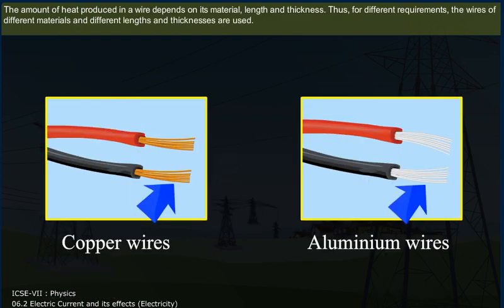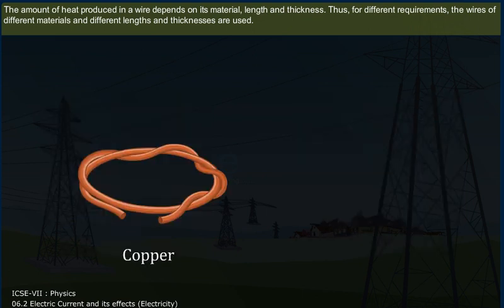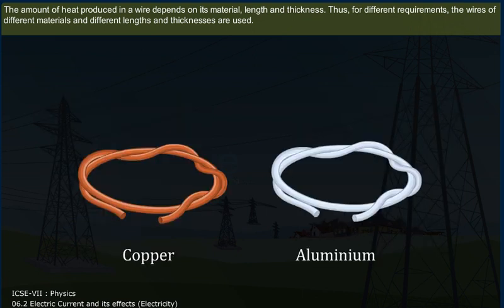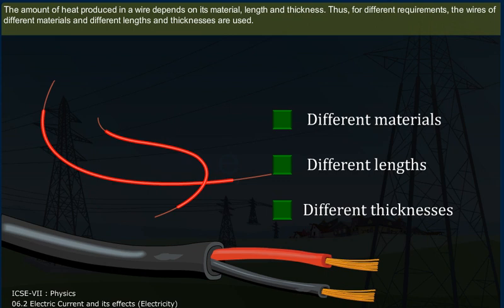The amount of heat produced in a wire depends on its material, length, and thickness. Thus, for different requirements, the wires of different materials and different lengths and thicknesses are used.